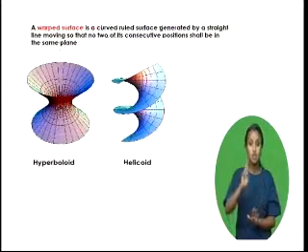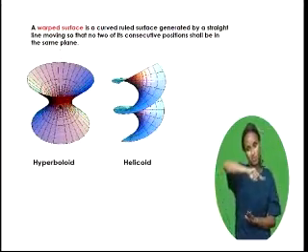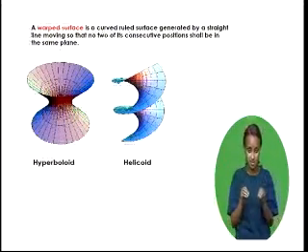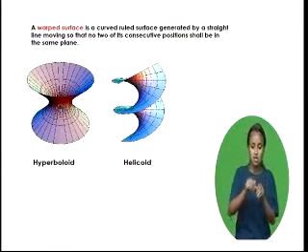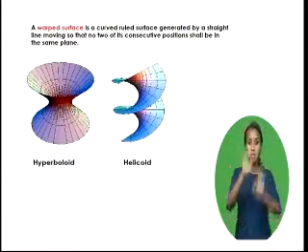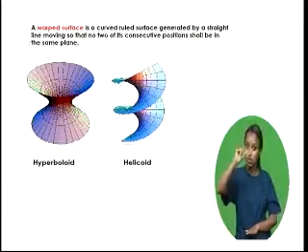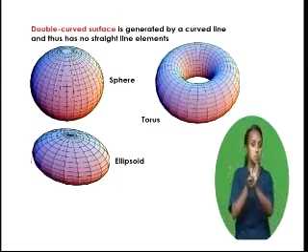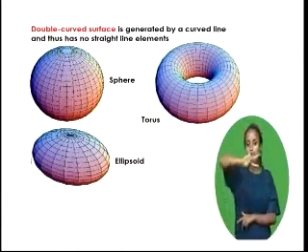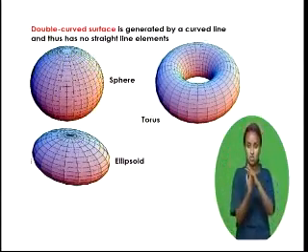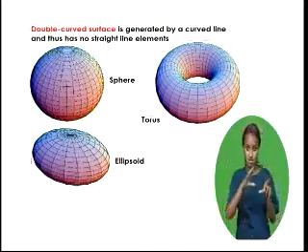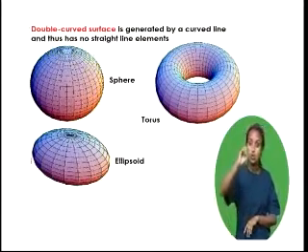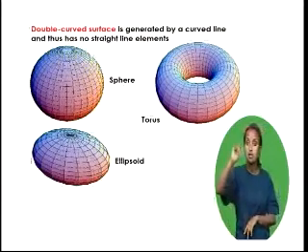A wrapped surface is a curved ruled surface generated by a straight line moving so that no two of its consecutive positions shall be in the same plane. Helicoid and hyperboloid are some examples of a wrapped surface. The second type of surface is double curved surface. It's generated by a curved line and thus has no straight line elements. Sphere, torus, and ellipsoid are some examples of double curved surface.